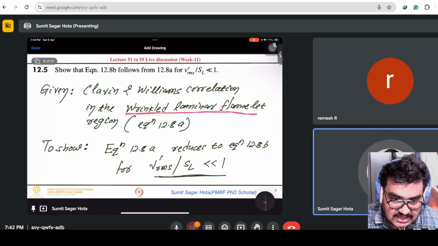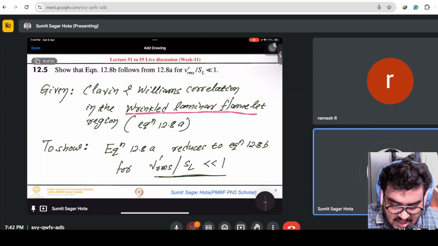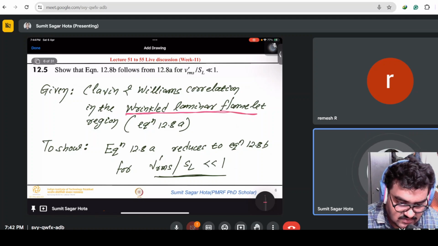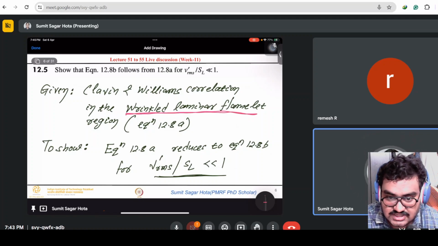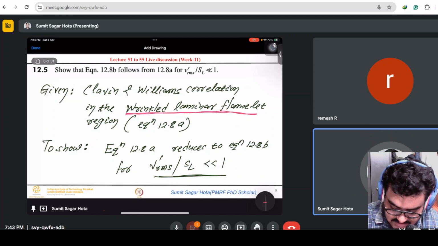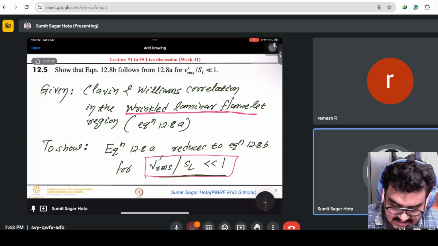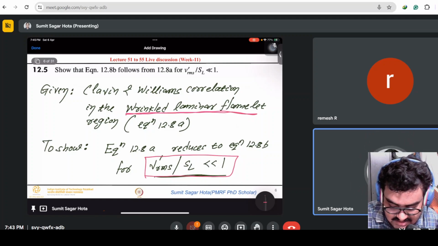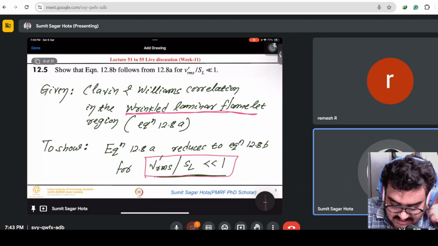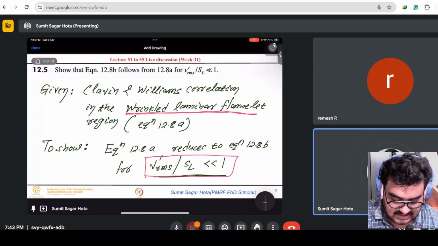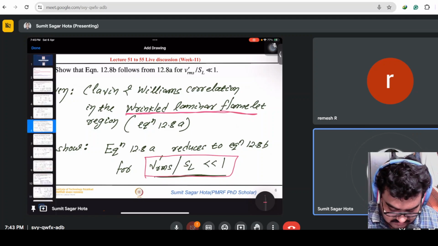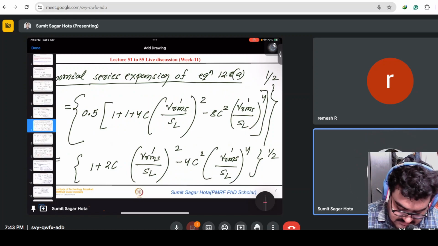Now the next question they can ask: in the wrinkled laminar flame region, what are the basic assumptions? Mostly we take VRMS prime by SL less than 1. Also one question they can ask, 3 or 4 questions can come from this.